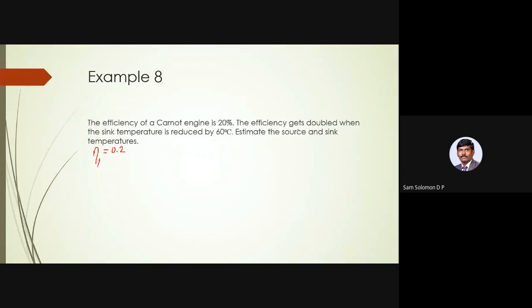And then they are saying the efficiency gets doubled. So let me take another engine, which is the second engine. And here the efficiency gets doubled. So 2 into eta 1. Eta 1 is 0.2. So this fellow is 0.4. Efficiency of the second engine is 0.4.